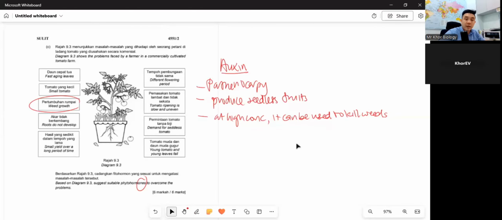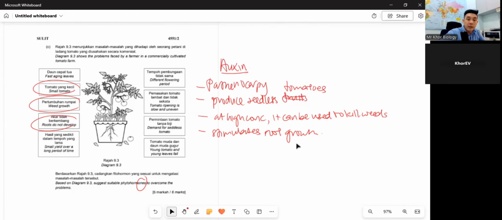Now, not only that, it stimulates root growth. What else can we talk about? We can also talk about seedless fruits. Seedless tomato will be better since they are very specific about tomatoes.